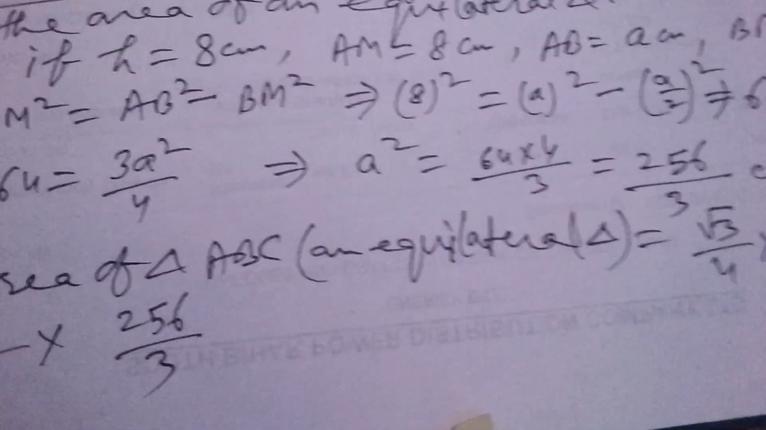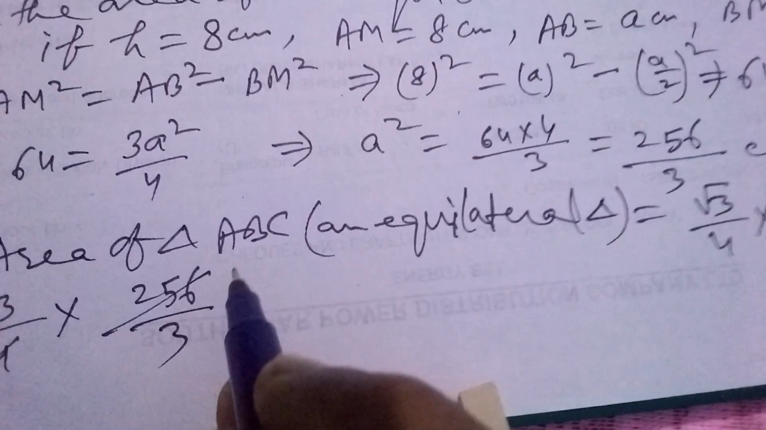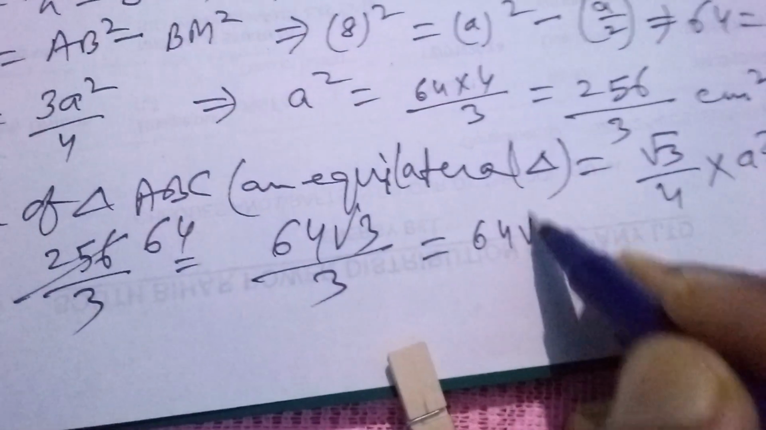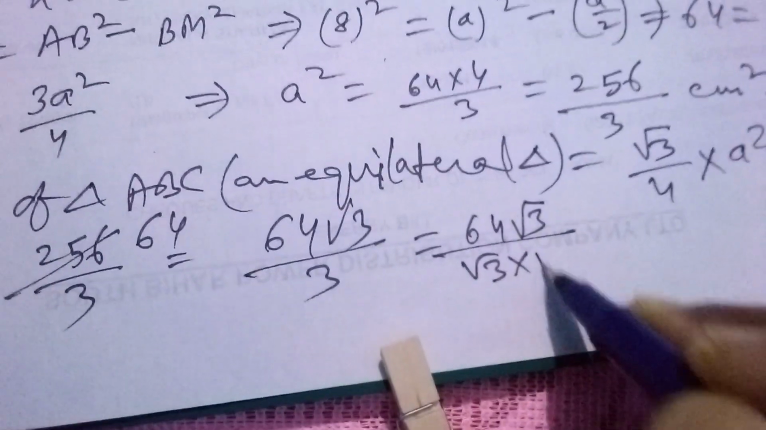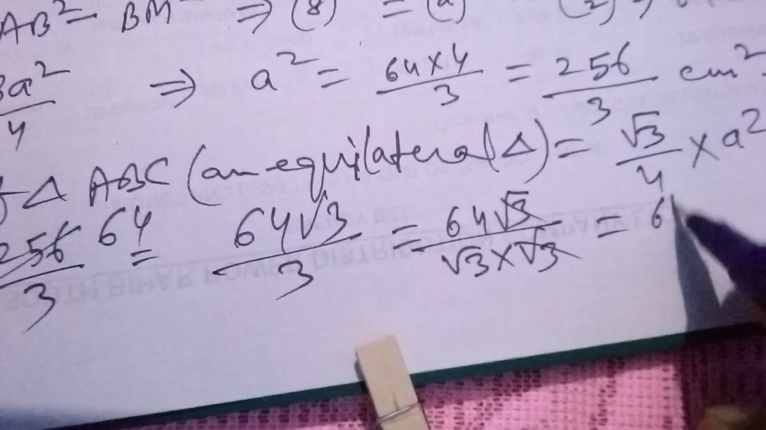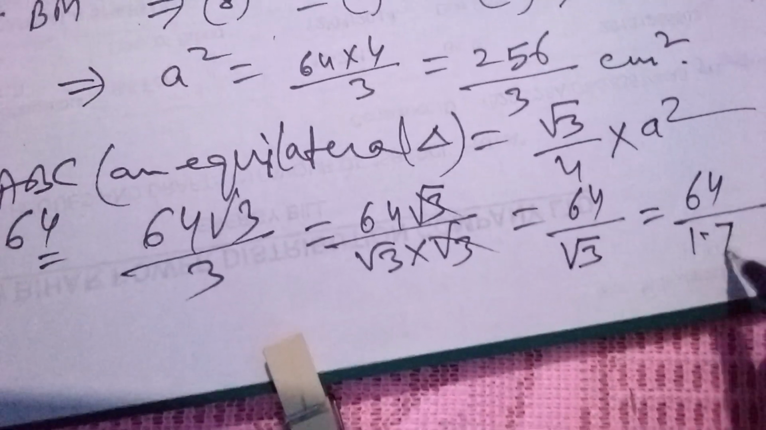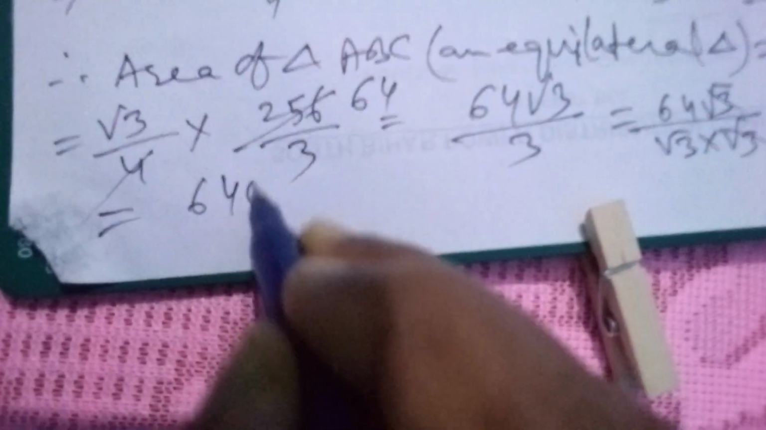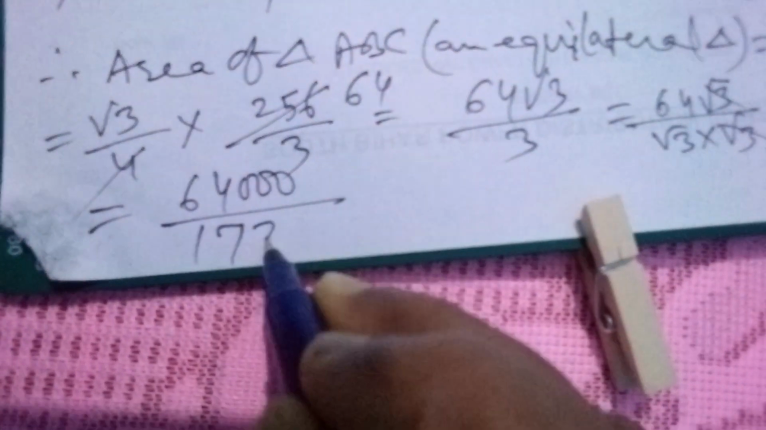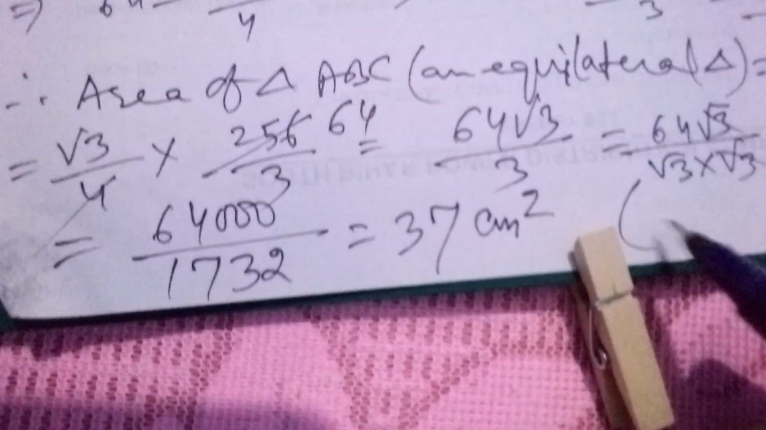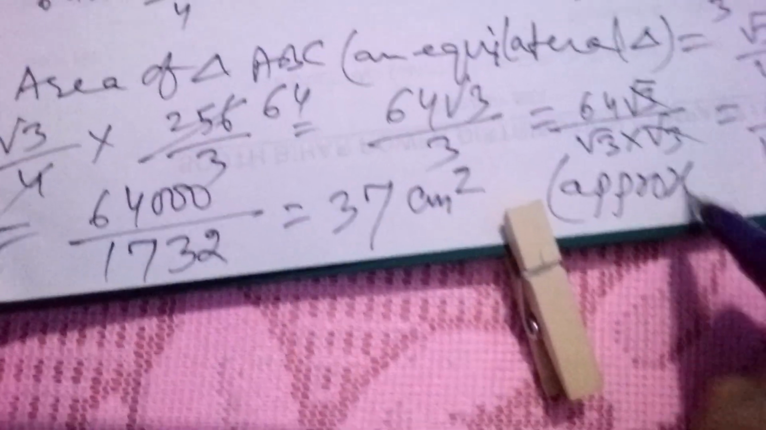256 by 3. Then the 4 cancels, so 64 root 3 by 3. This 3 means root 3 into root 3. Then root 3 cancels, and we get 64 by root 3. You know that the root 3 value is 1.732. Now if you remove the decimal, we get 64,000 by 1732, and that equals 37 cm square approximately. It is approximate, not exact.